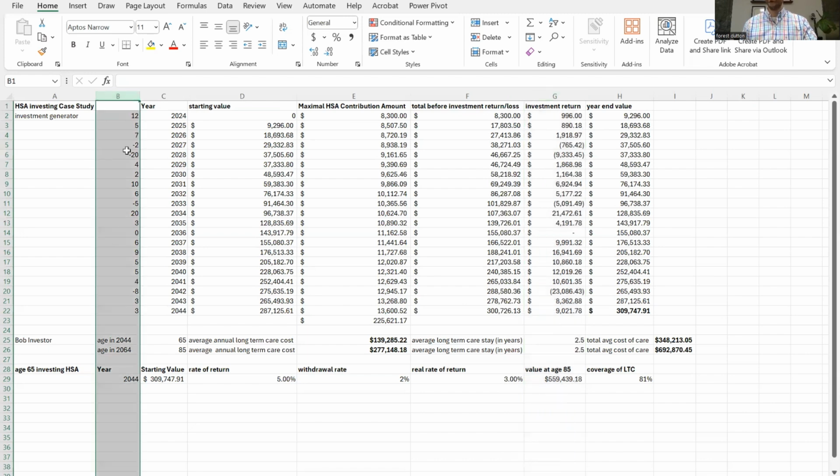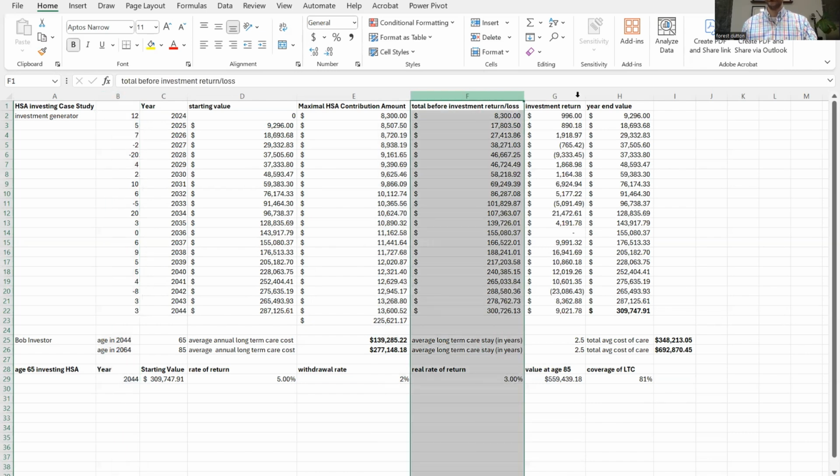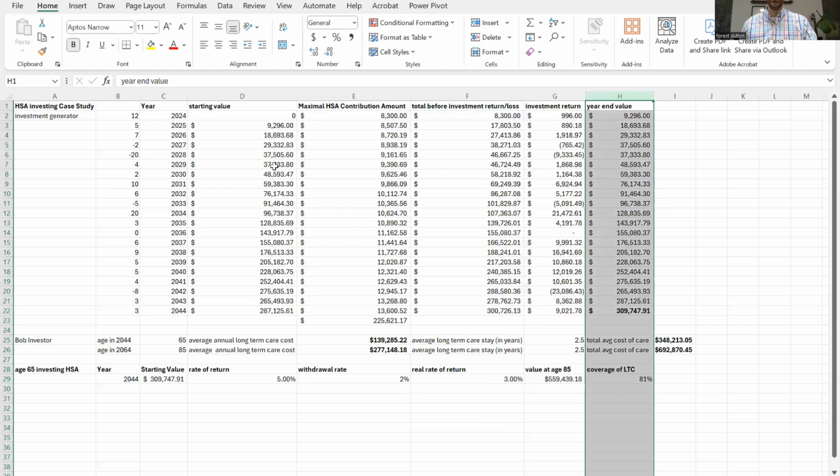which I just created with a random number generator so you can see your rates of return are different every year. Now, this also assumes that you invest fairly aggressively. This random generator ended up being somewhere around 6% over the long term, so I think that's reasonable for most people. And so what you see here is we take the initial amount, we take the investment gain or loss, and this is your year-end value. And we just repeated that process for 20 years.